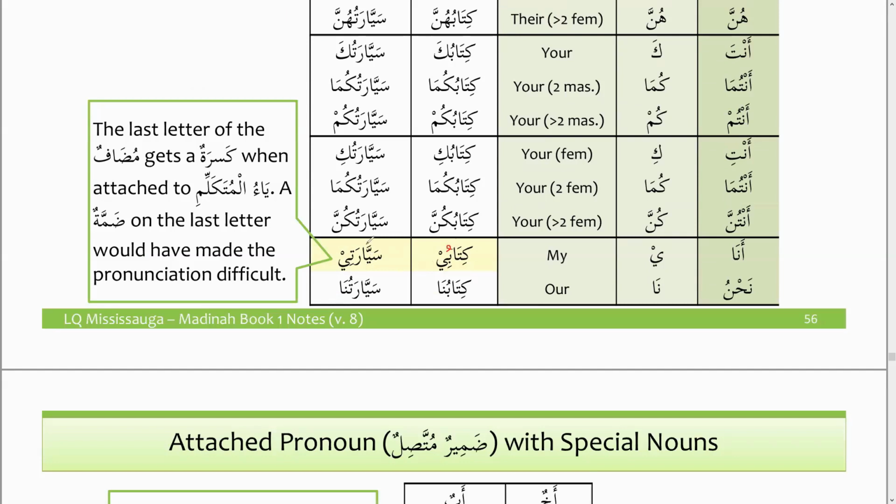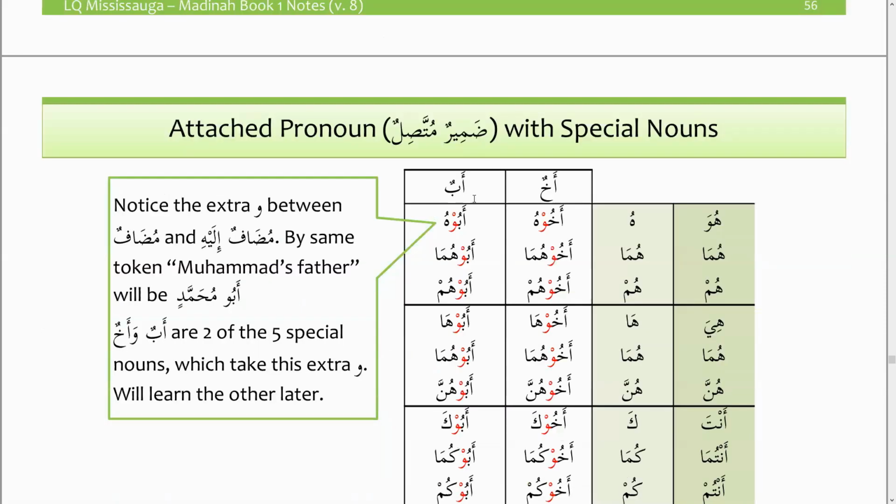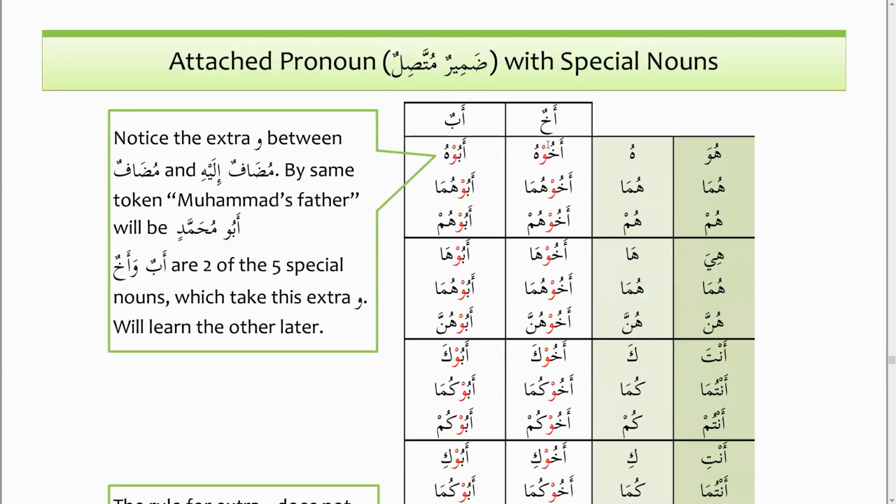Kitabui, sayyadatui. But because of ya mutakallim, you have to give a kasra before it. We gave a kasra, right? Siyatu kitabuna. So this is the attached pronoun. And akhun and abun we also learned in the previous lesson. Then when they become mudaf and mudaf ilayhi, they are special nouns.